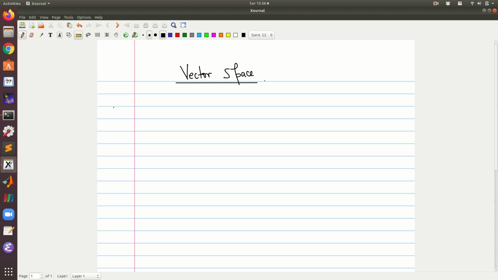Hi and welcome to this section where we are going to look at a vector space. Now, a vector space describes the relationship between two sets. One set we shall call V and the other is F, together with two algebraic operations, vector addition and scalar multiplication.